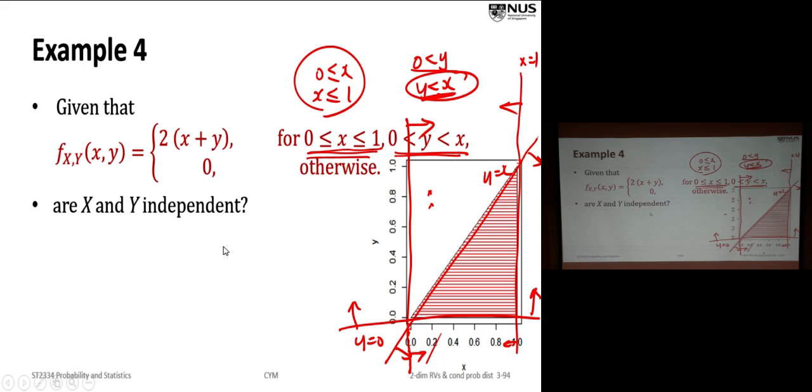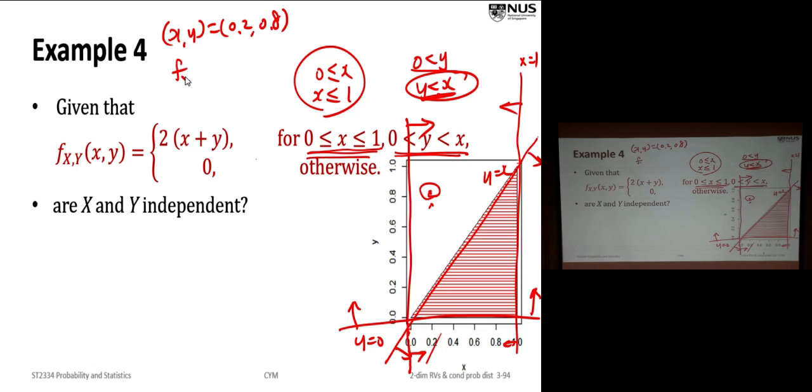How do I know that? It's very simple. What is f of xy for this point? It's 0, right? Because only for this region is f of xy given by this expression. Outside that, it is 0. So this point is 0. In other words, I'm looking at this point: X equal to 0.2 and Y equal to 0.8.